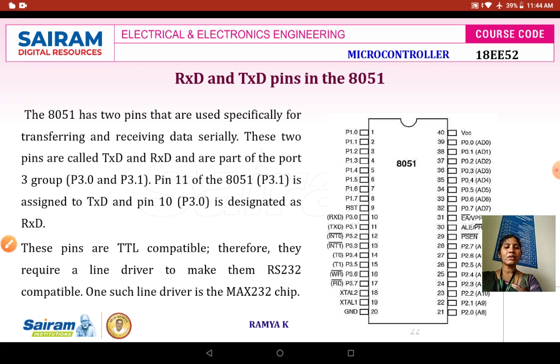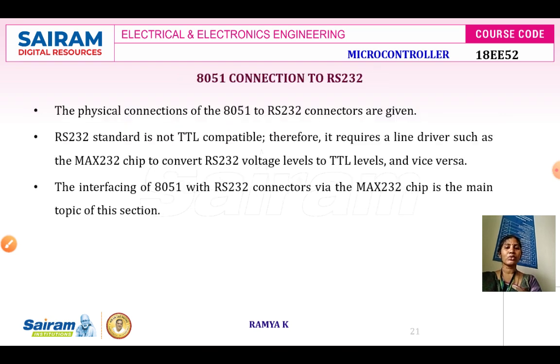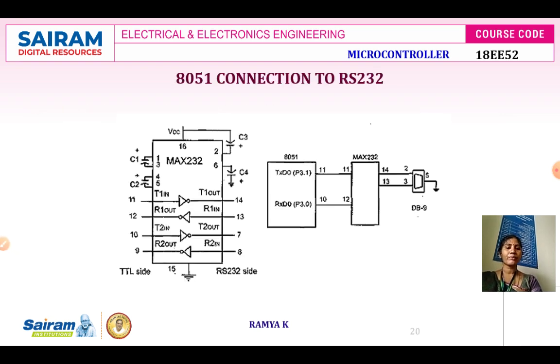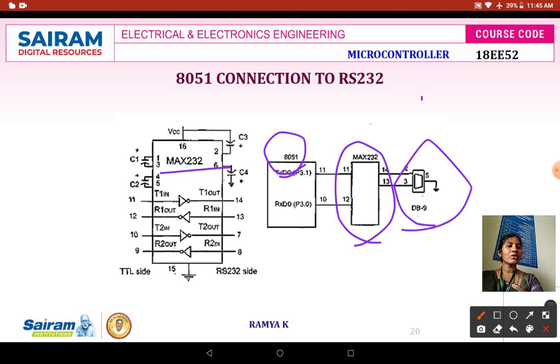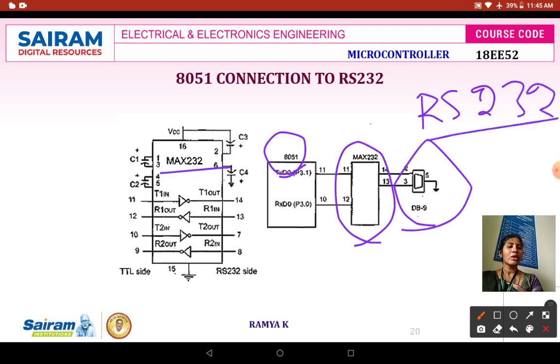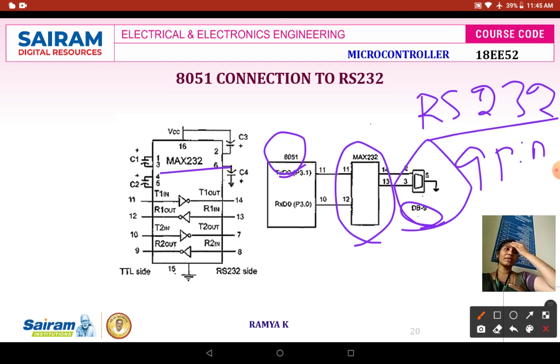Now I wanted to discuss something about your MAX232. So what is meant by a MAX232? MAX232 is a chip that we are going to use as an interface between your 8051 microcontroller and RS232. This RS232, you can call it as DB9. RS232 is an interfacing port which has 9 pins. It is a 9 pin connector, so you can call it a DB9 connector.